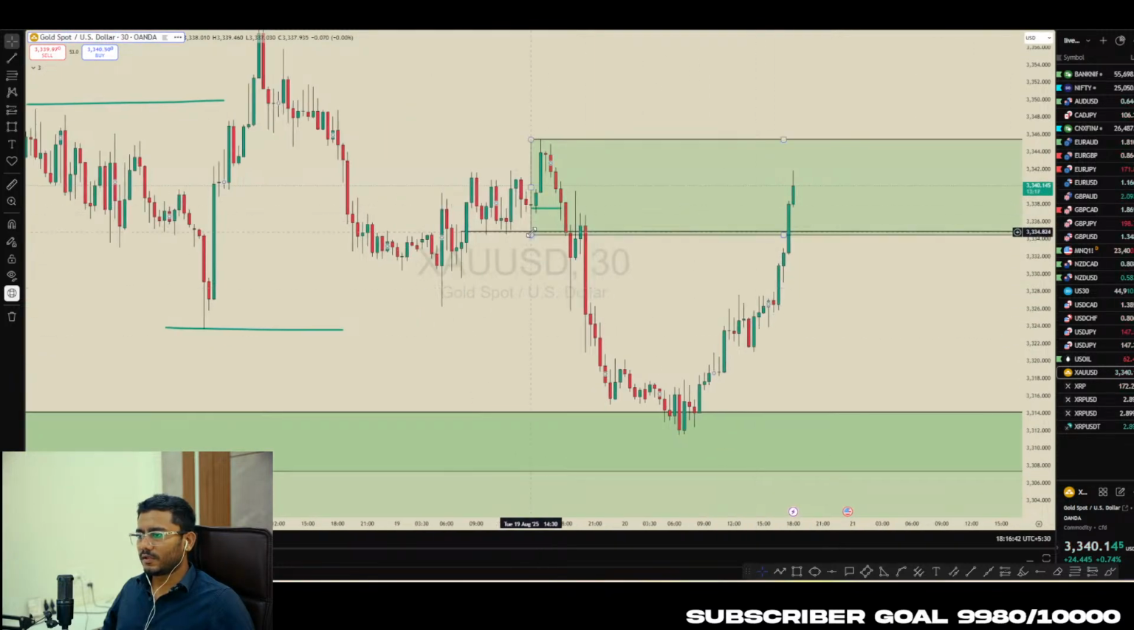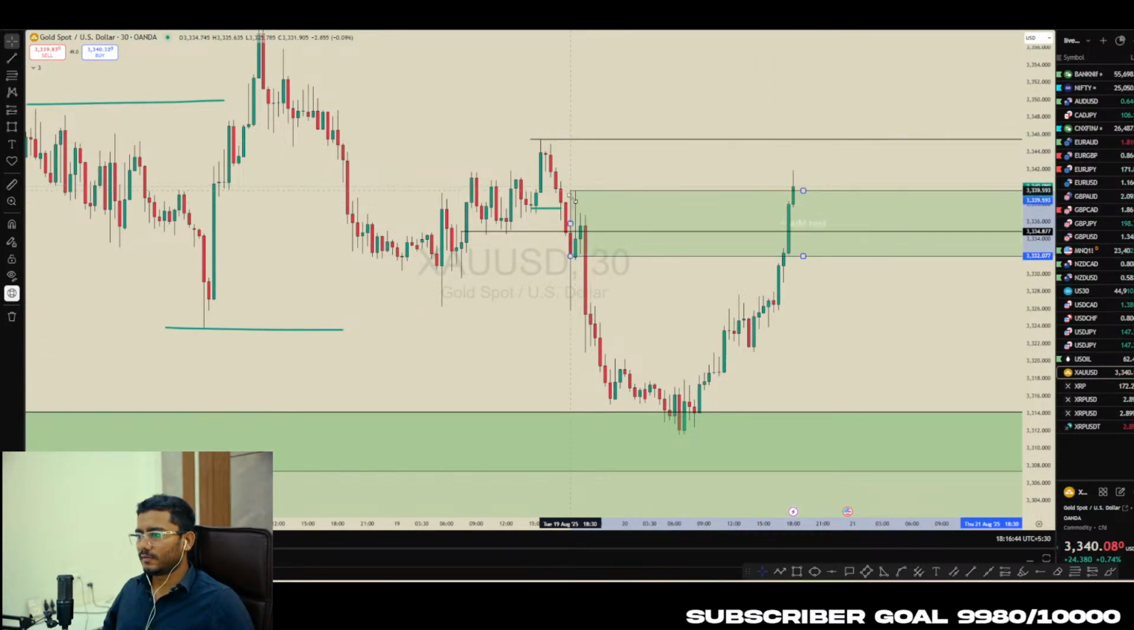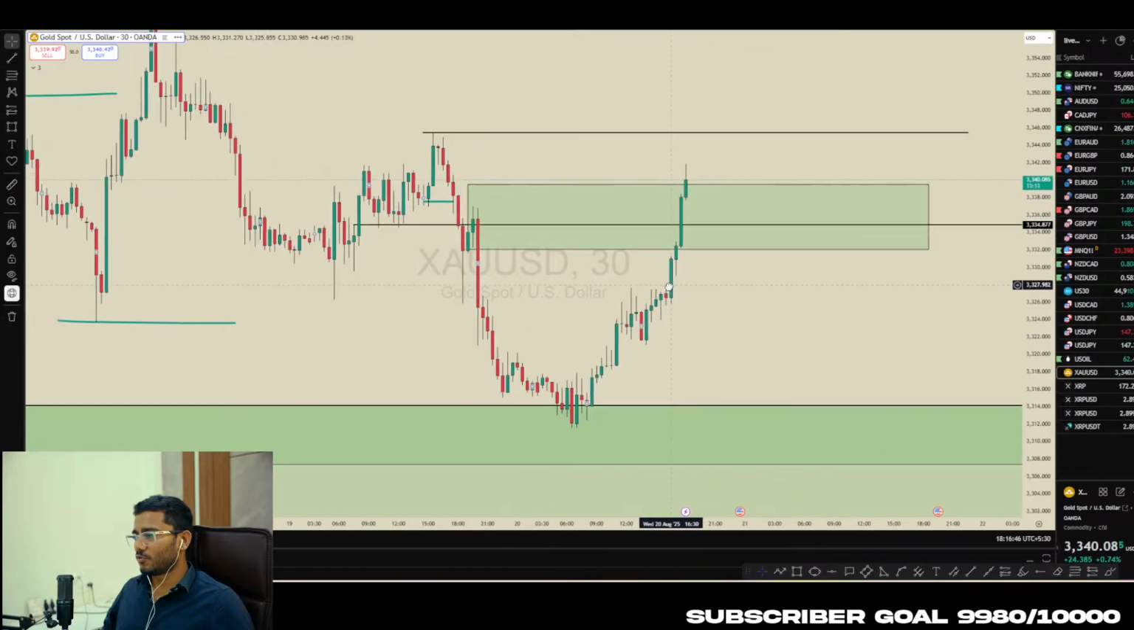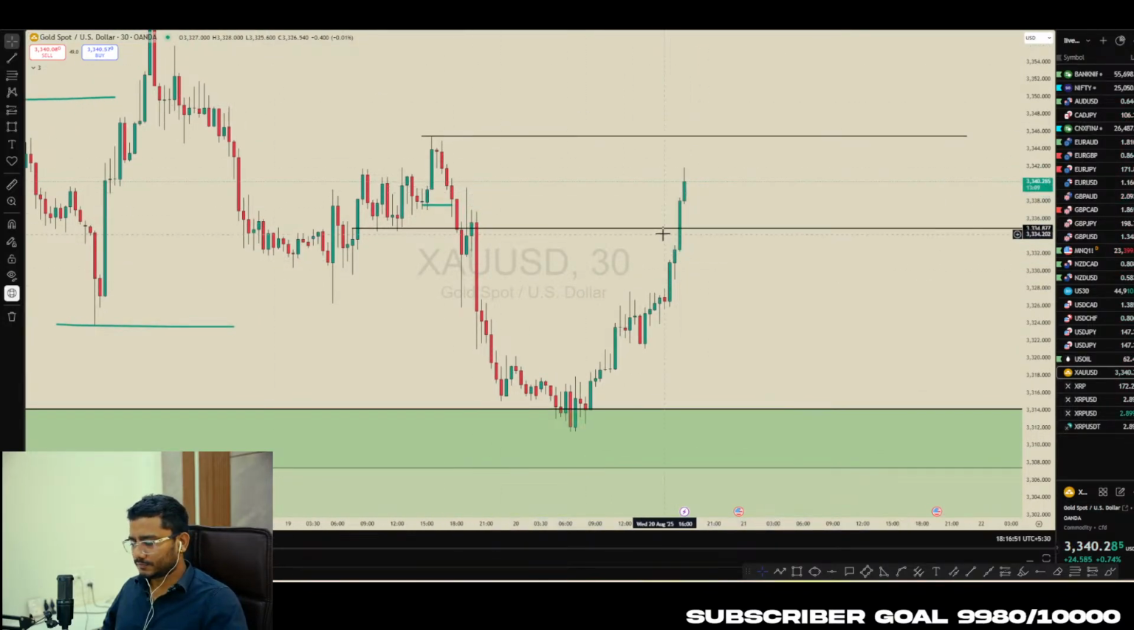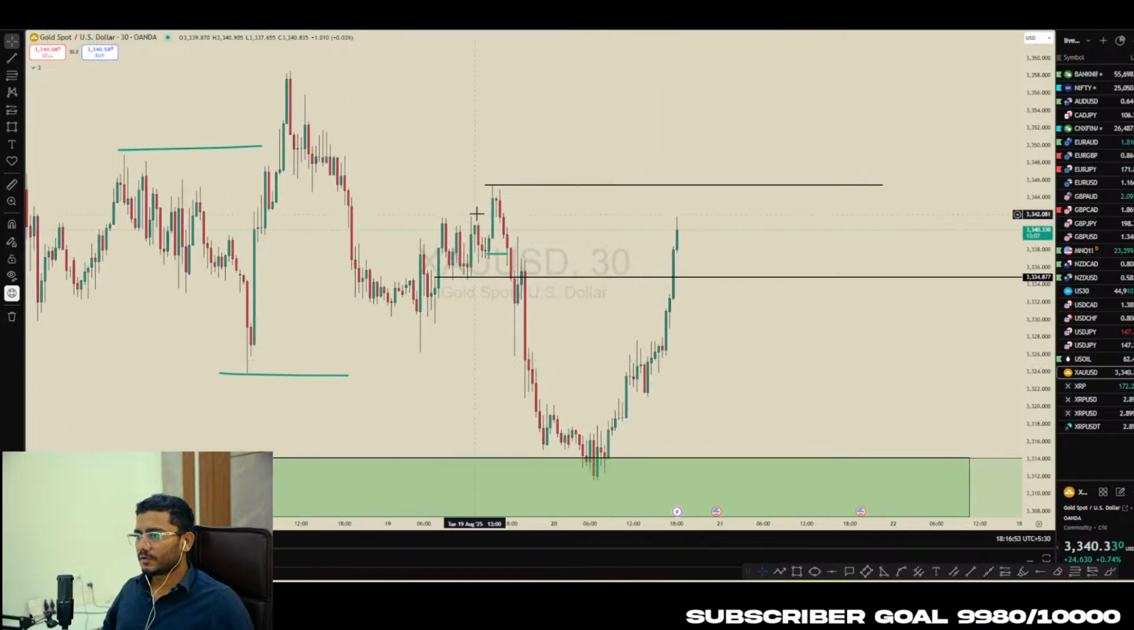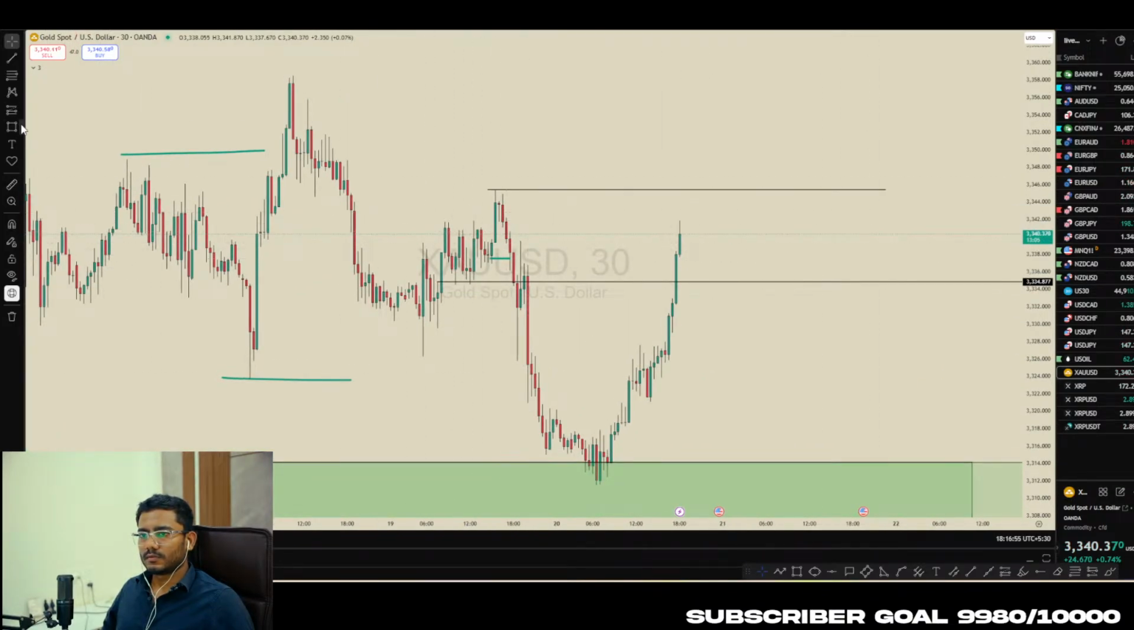So previously I marked this order block for sell side, but then price broke this order block with the candle body. So we want price to break this high so we can look for buy side interest. Price can still react from this area because this is also an order block which took out the liquidity. So this is order flow.